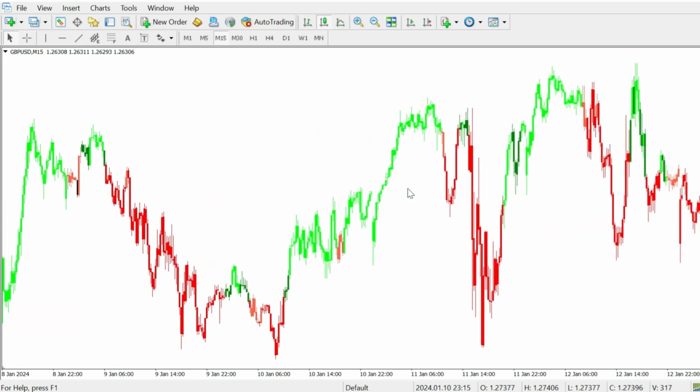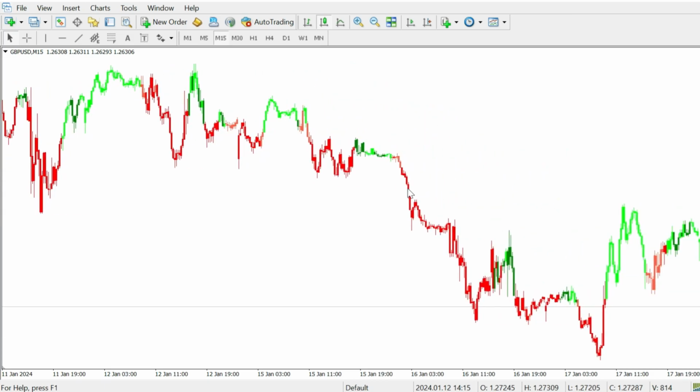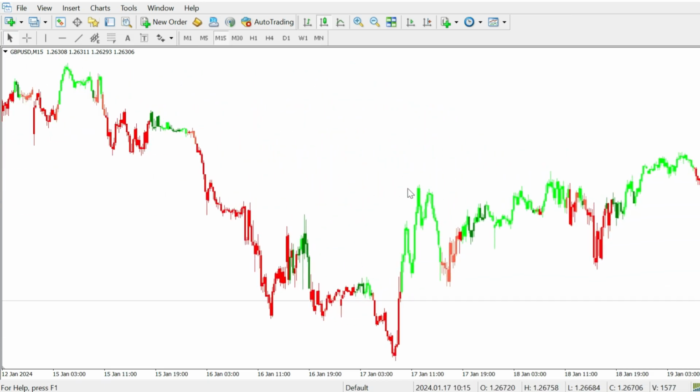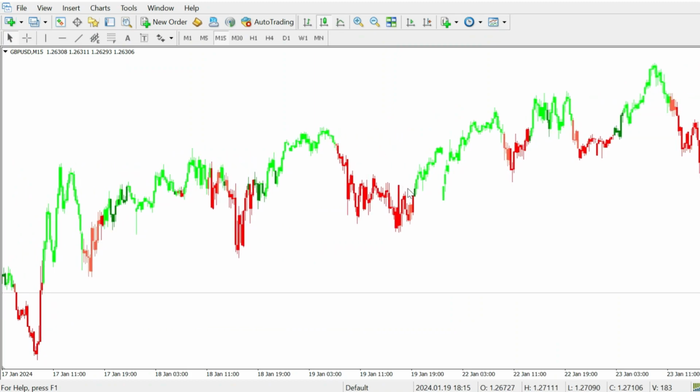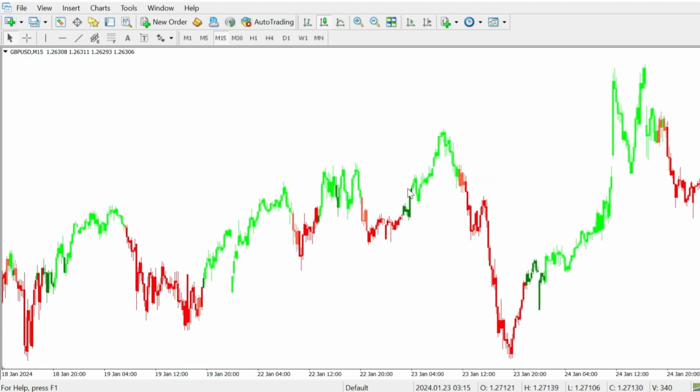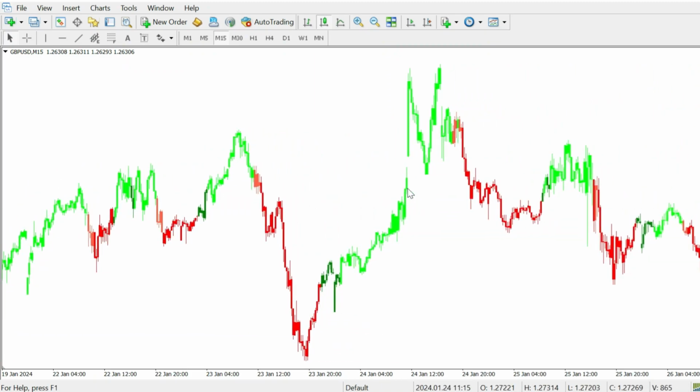I know it sounds simple, but believe me when I say that this little tool, as simple as it is, can help you find more profitable trades while avoiding bad ones. Allow me to explain some of the key benefits of applying the trend color indicator to your charts.